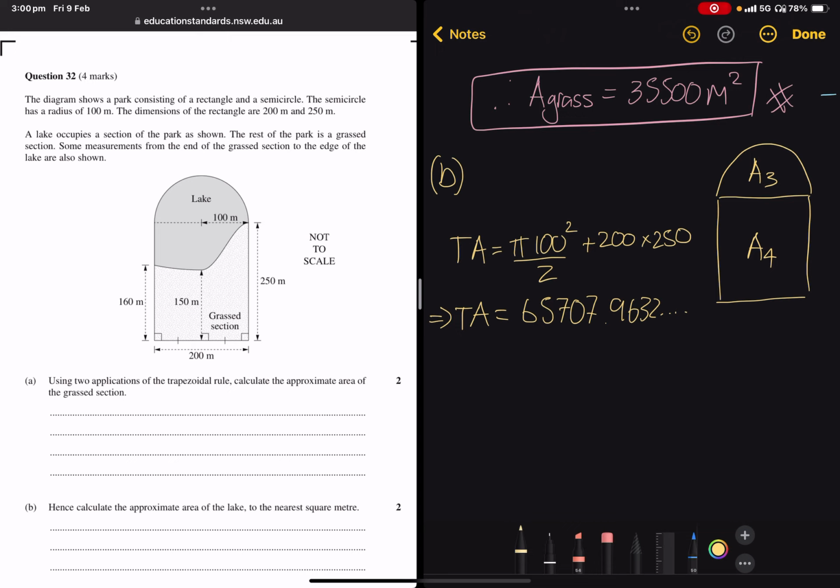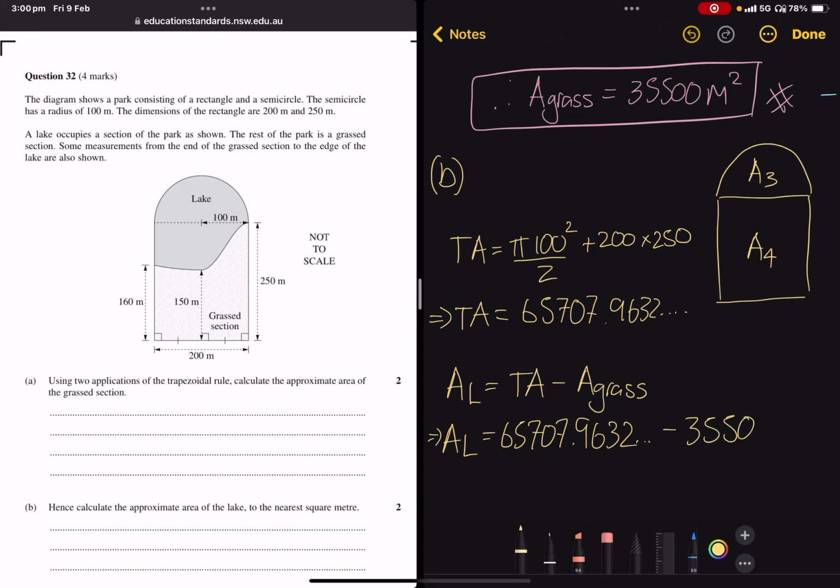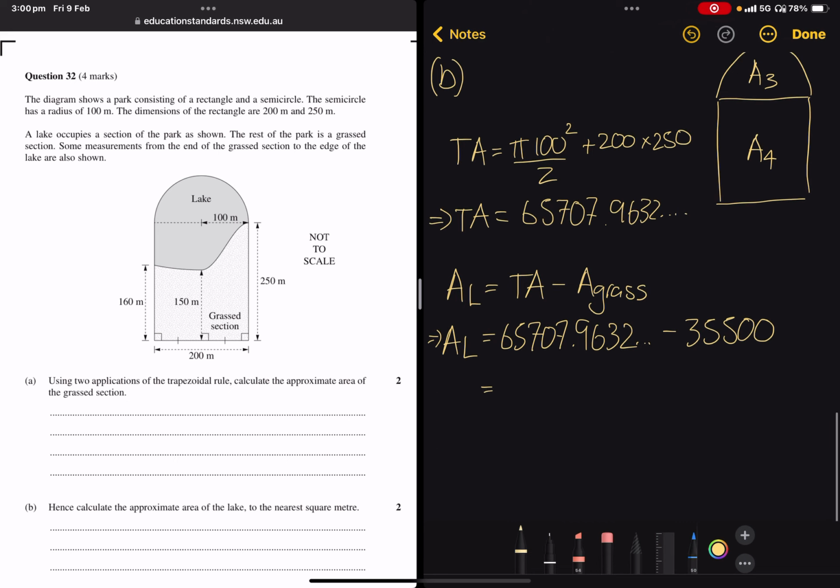To get the area of the lake, it is equal to the total area minus the area of the grass. So this gives us the area of the lake is the total area, 65707.9632..., minus the area of the grass, which we found was 35,500. So this will give us 30207.963... Now I'm just going to confirm this with my calculator.